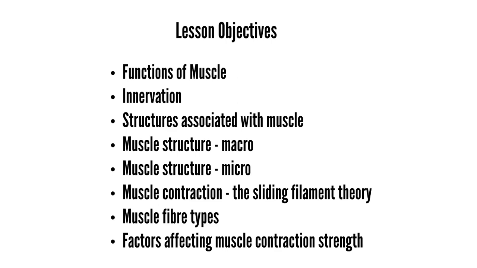And then we'll learn the sequence of muscle contraction called the sliding filament theory. We'll finish up with some discussion around fiber types, fiber allocation. Of course, we're talking about fast twitch, slow twitch, and intermediate fibers there. And then we'll top off the lecture with some factors that would affect your muscle contraction strength.